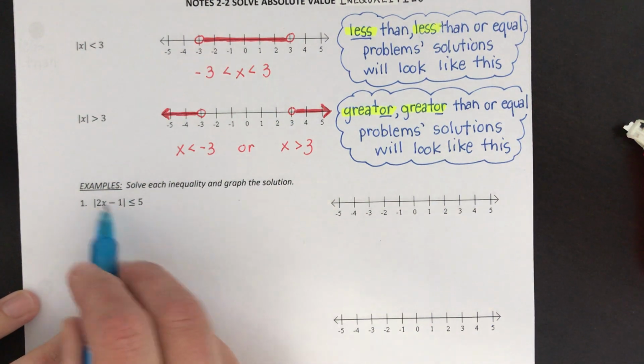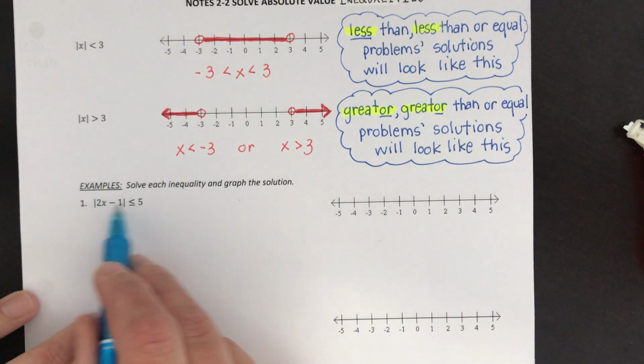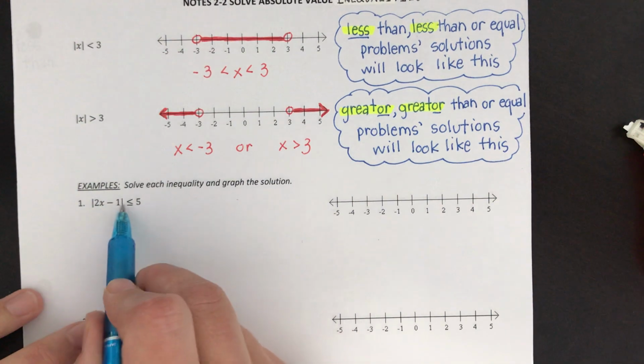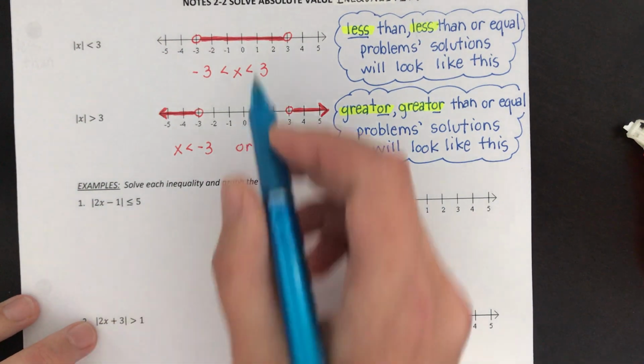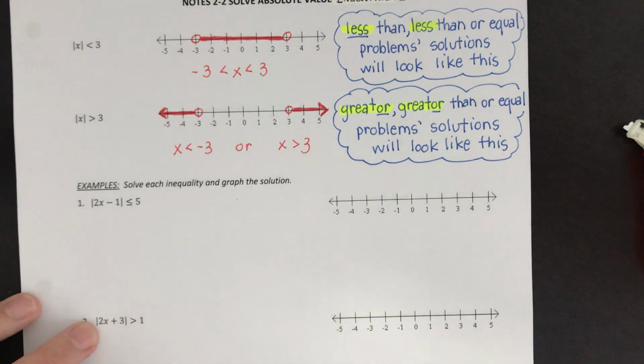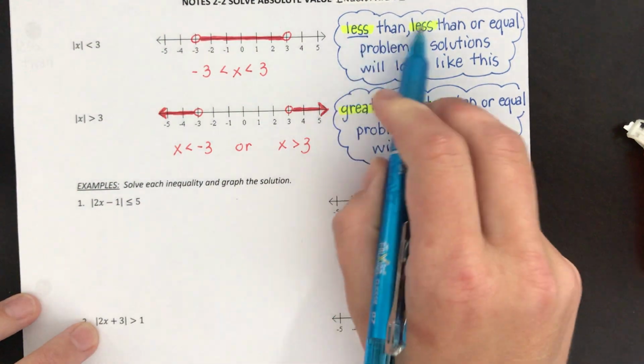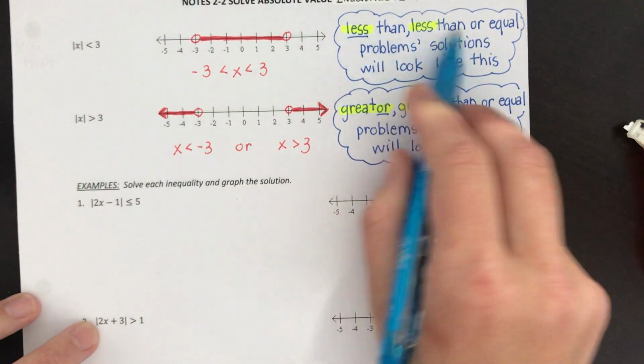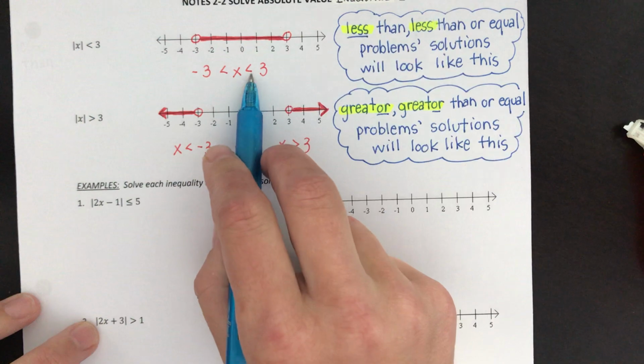So the absolute value bars are isolated, okay? I don't have anything in front, anything behind I need to get rid of. So then I am allowed to look at the symbol and determine, which of these am I going to use? Since this is less than or equal to, it's one of the two of these. Okay, I'm going to choose this setup.